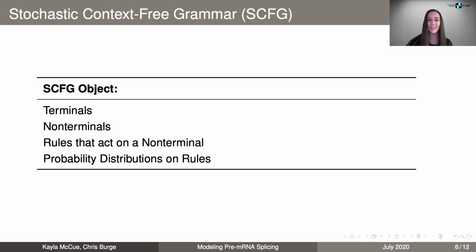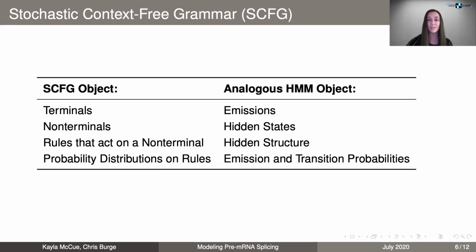But in any case, what an SCFG is at its core is a probabilistic string generation process in much the same way that a hidden Markov model is. Indeed, SCFGs are actually a superset of HMMs, which allows for a loose analogy to be drawn between the component parts of the two. The SCFG's terminals are analogous to the HMM's emissions, the non-terminals to the hidden states, the rules to the hidden structure, and the probability distributions over those rules to the emission and transition probabilities.